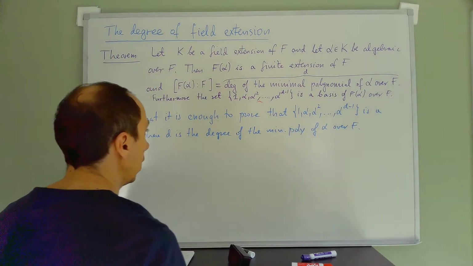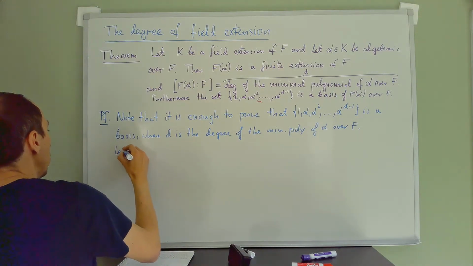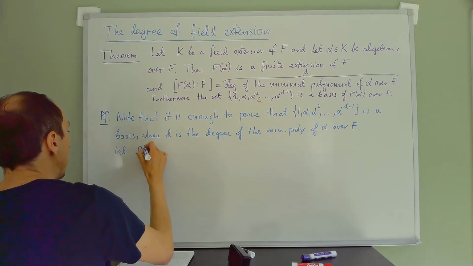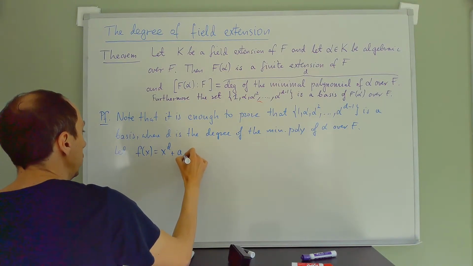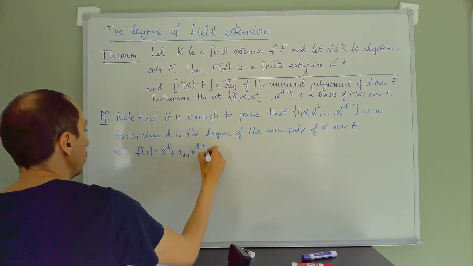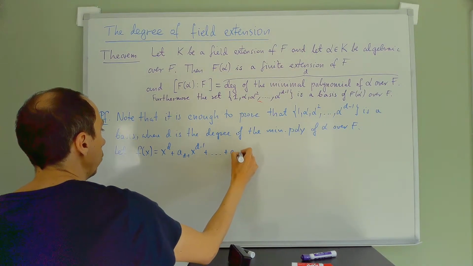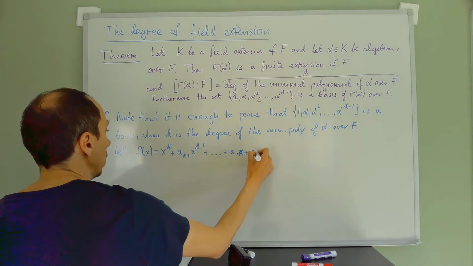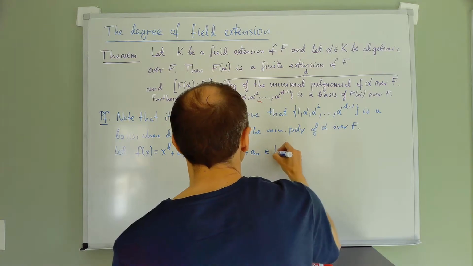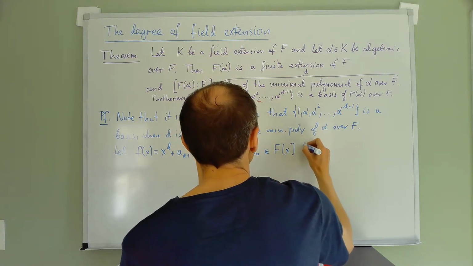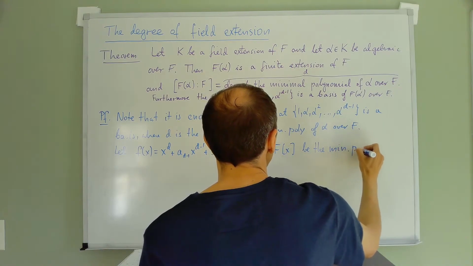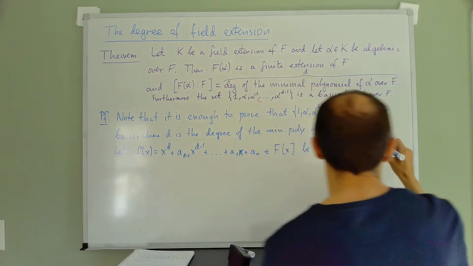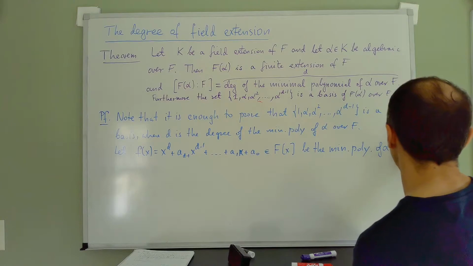So let's write down, so let f equal x to the d plus a d minus 1 x to the d minus 1 plus dot dot dot plus a1 x plus a0 be the minimal polynomial. Remember, the minimal polynomial is unique, so I can write the minimal polynomial of alpha over f.